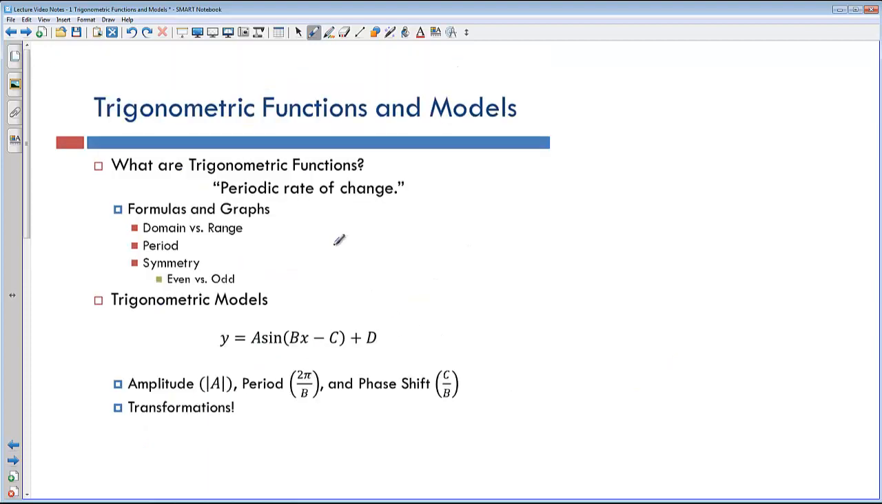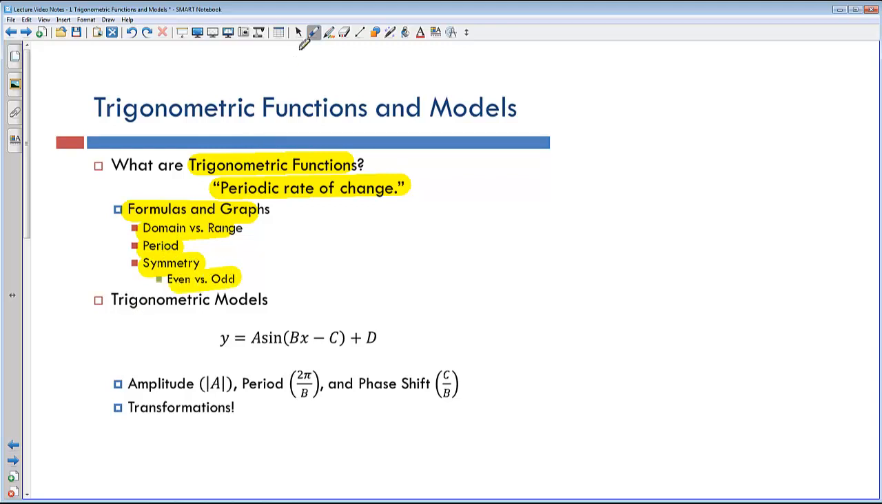All right, so let's just review real fast. So what are trigonometric functions? They're basically things with periodic rate of change. And so if you think about it, that's what they're used to model. So anything like your engine, your heart rate, anything that has like a period to it, you'll use these types of functions to model it. We talked a little bit about the formulas and graphs. We'll talk more about this in class so you can understand a little bit more about the domain and range and what a period is, symmetries, or the evens or odds.